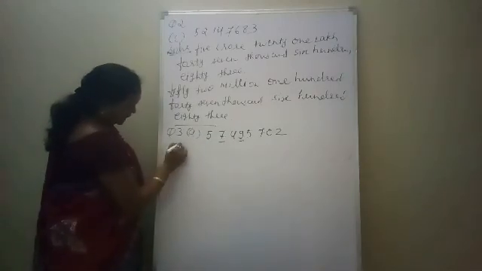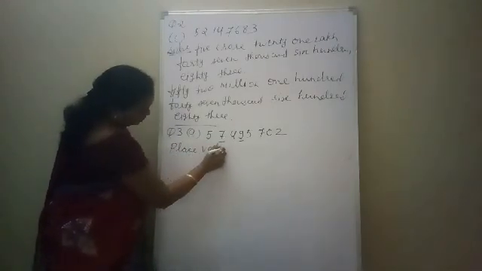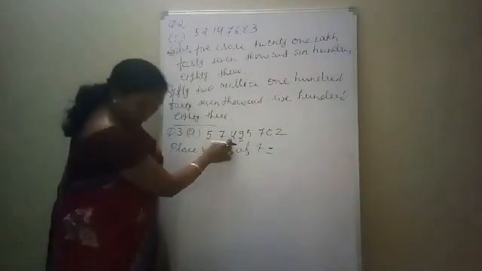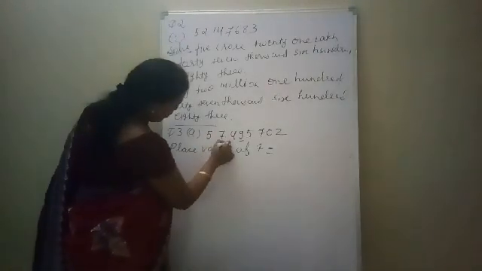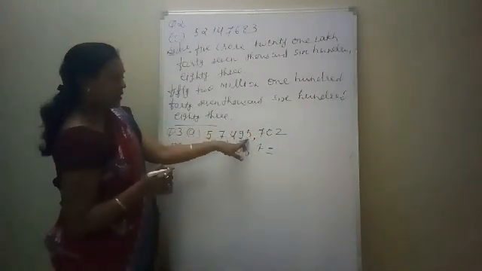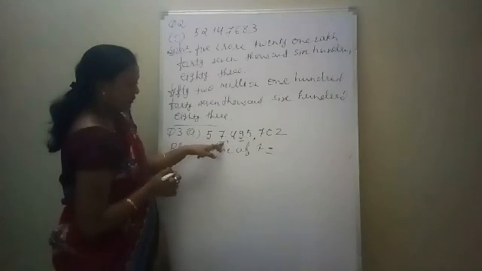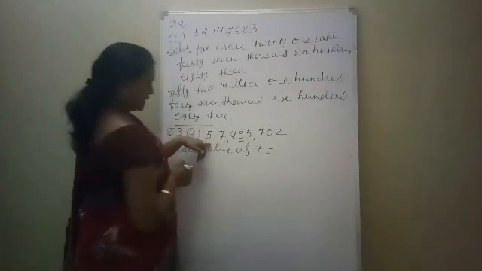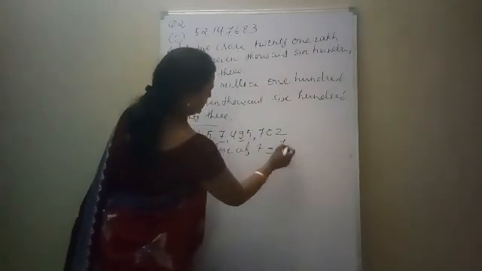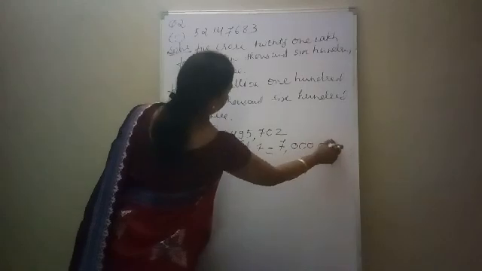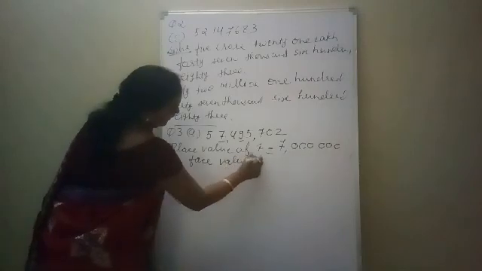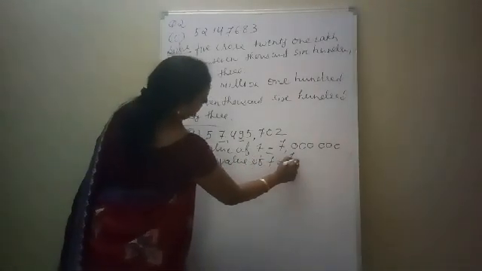We have to find the place value and face value. Place value of 7: see how many digits are after 7. Here is the comma given in the question. It is ones, tens and hundreds, then thousands, ten thousands, hundred thousands, then 1 million and then 10 million. So what is the place value? Count the digits after 7: 1, 2, 3, 4, 5, 6. Now the face value of 7 is the number itself.